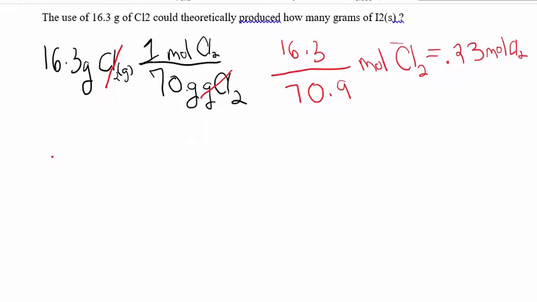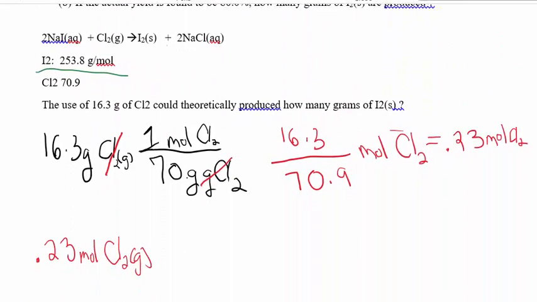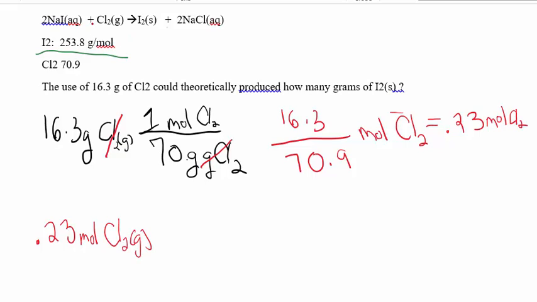Okay, now I go down. So I take my 0.23 moles. But I don't want Cl2, I want iodine. This is a 1-to-1, right? Because if we go up here and look at the balanced equation, there's 1 Cl2 and it gives you 1 I2. So that's nice. So all we have to do is multiply across and it'll just be 0.23, right? That's all it's going to be is 0.23.